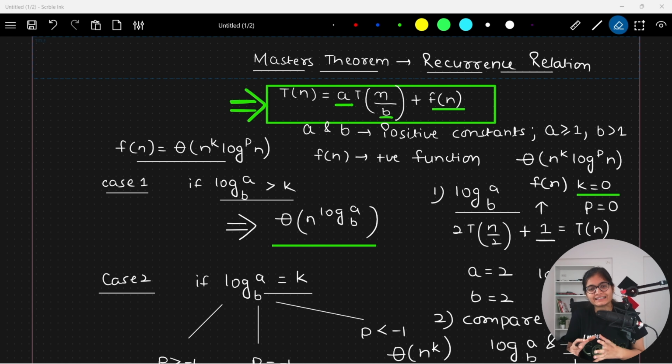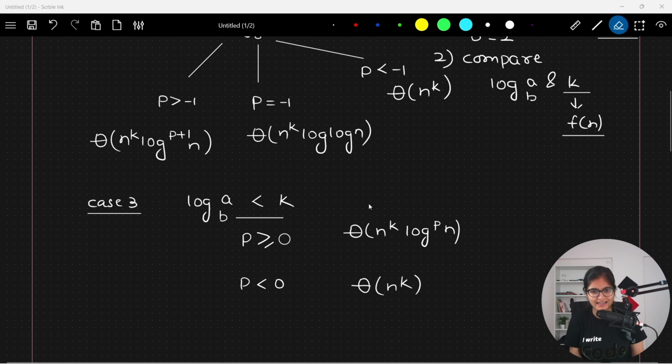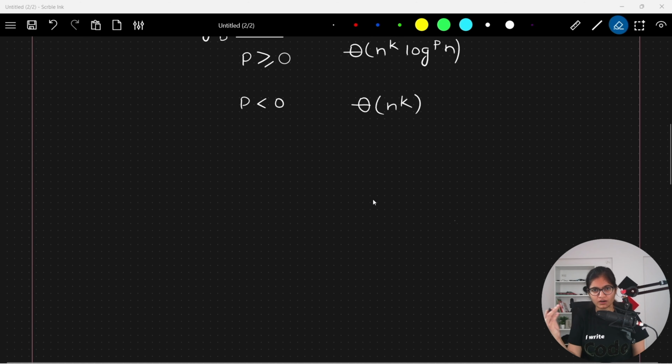We have seen that Master's theorem is only applicable if we have this kind of recurrence relation, as you can see on my blackboard. Afterwards, we have seen that if the value of log of a base b, which is the very first step to evaluate, is greater than the value of k, we can directly write the answer, or the bigger time complexity, as n to the power log of a base b. We have covered a few examples as well, just to give you an overall background.